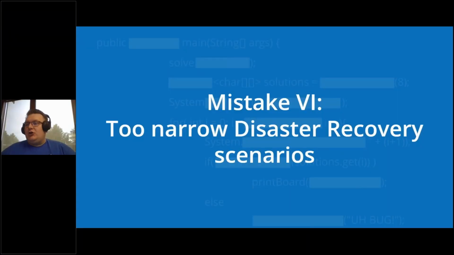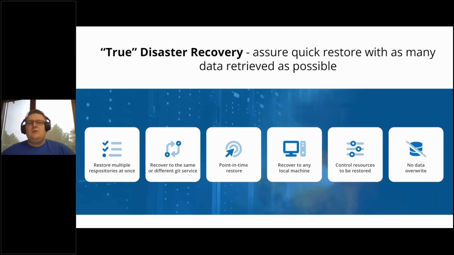Two narrow disaster recovery scenarios. In many cases, when we want to restore data, let's say that we utilize GitHub on a daily basis, and we make some sort of snapshot from GitHub. We are assuming that we make a backup of data from GitHub, we make a git clone, and in case of incident, we are going to restore those data back to GitHub and continue working there.